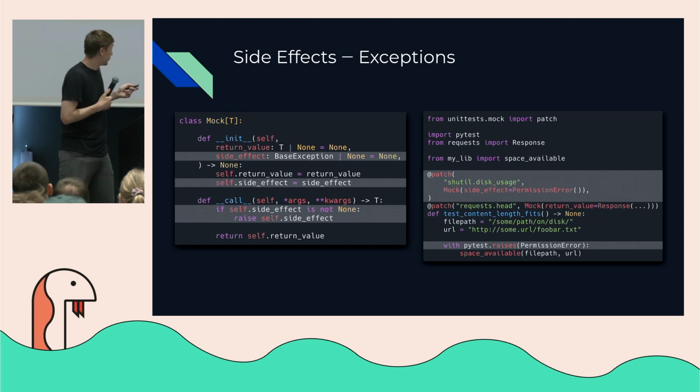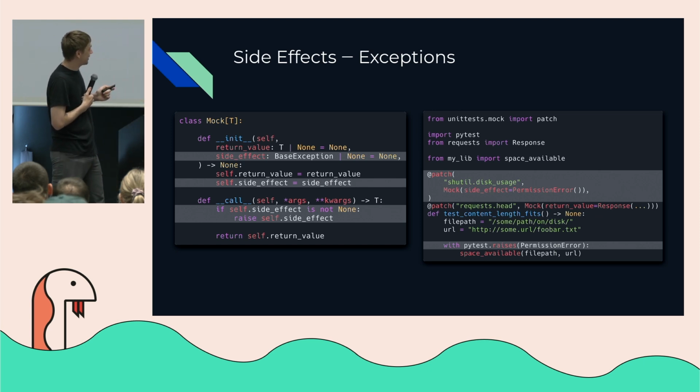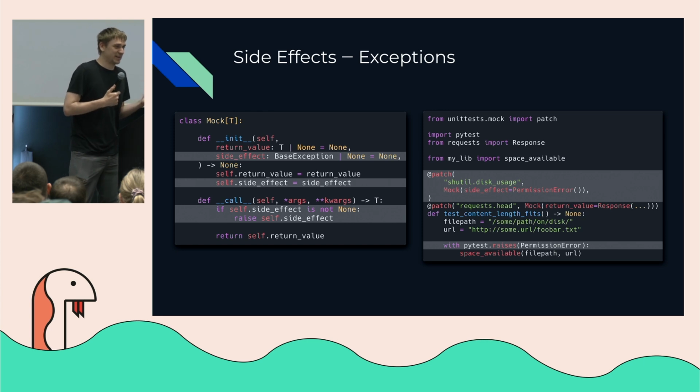And also ignore the usefulness of this test. We're kind of testing the patching and mocking itself. We say this function returns or raises a permission error, and then we're catching the permission error. But obviously, a real test would be testing the handling of the exception that's raised internally. But this is just to show an example.